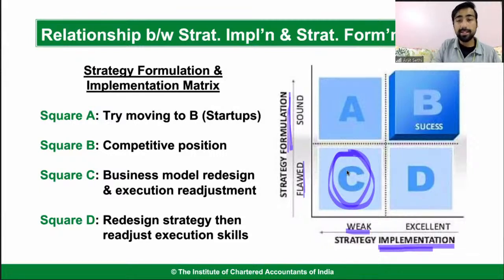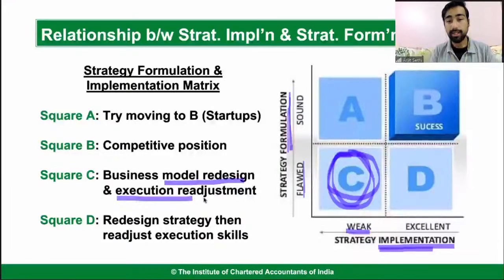And when you're in situation number C, right, your business will make losses, improper utilization, wastage of resources, improper utilization of resources, all of this happens. When all of this happens, what you will have to do is redesign your model and readjust your execution, right? You will have to readjust execution because your implementation is weak, right? And your formulation is flawed. So you will have to redesign your model.